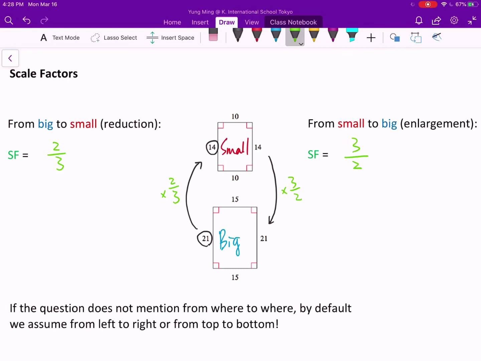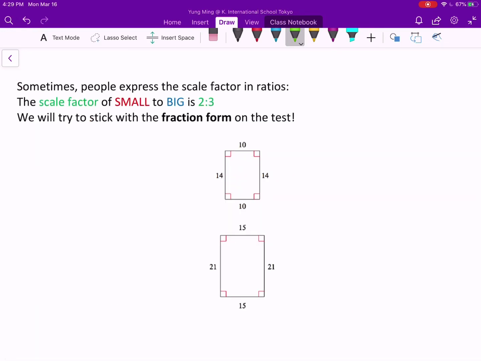But usually they will tell you, can you tell me the scale factor from diagram A to diagram B? And then they will label which diagram is A and which one is B. Now here's something a little bit confusing, because some people define the scale factor a little differently. For example, in the US, sometimes we see people expressing the scale factor like a ratio. If you call this one small and the other one big, the scale factor of small to big, they say, is 2 to 3, 2 colon 3, which is quite different from what we defined before.